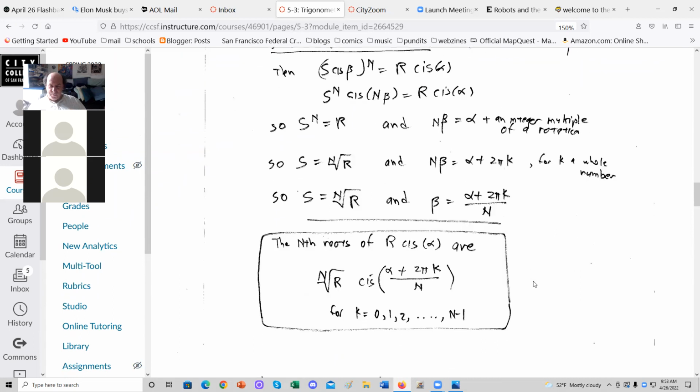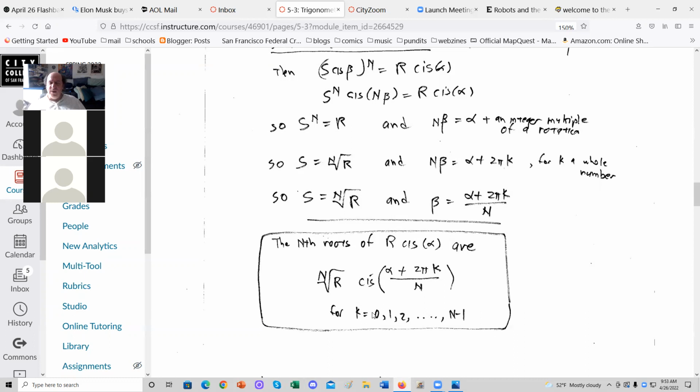So we get the nth root of R cis alpha, namely, you take the nth root of the radius, times cis of alpha plus 2 pi k over n. You take 1/nth of alpha plus some integer multiple of a rotation.